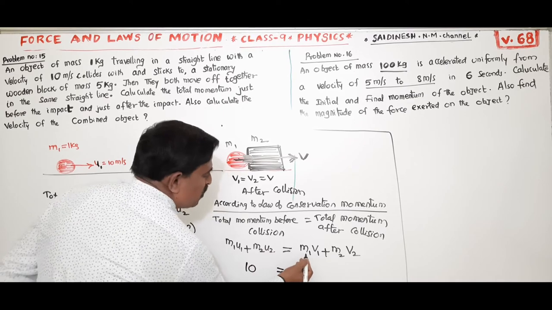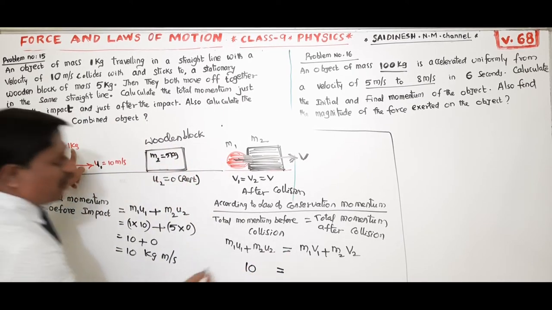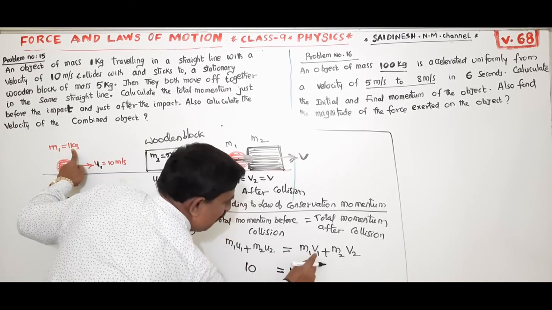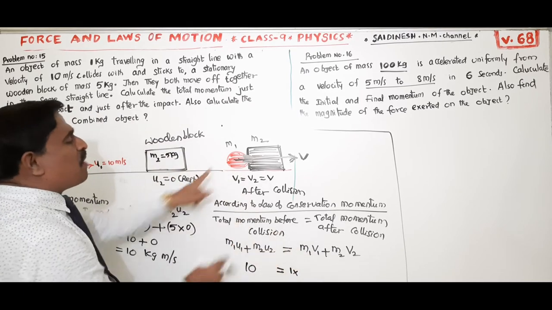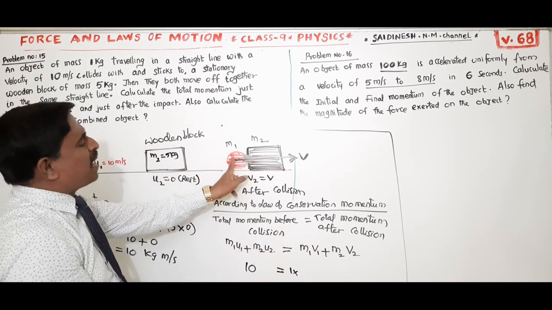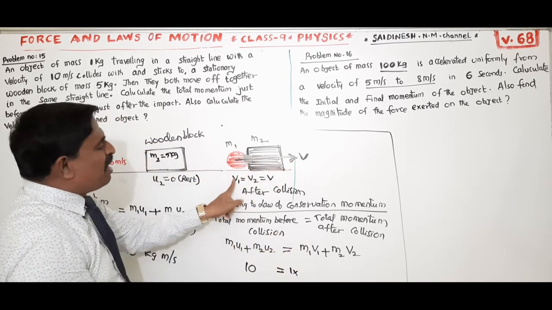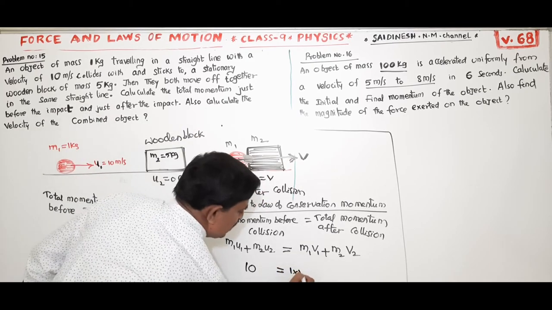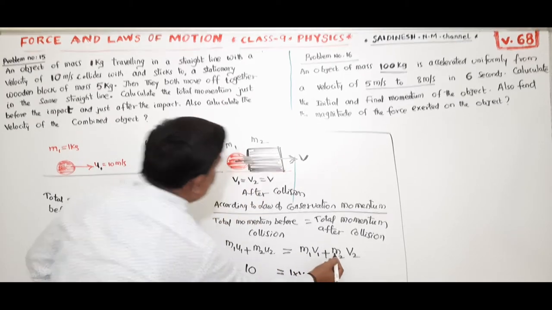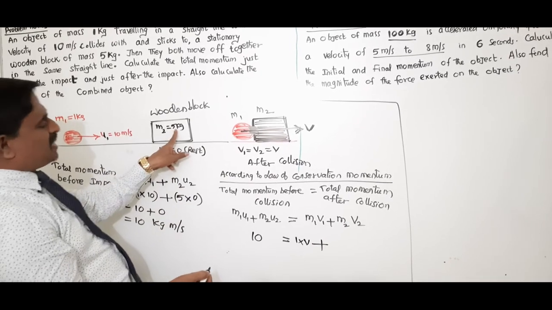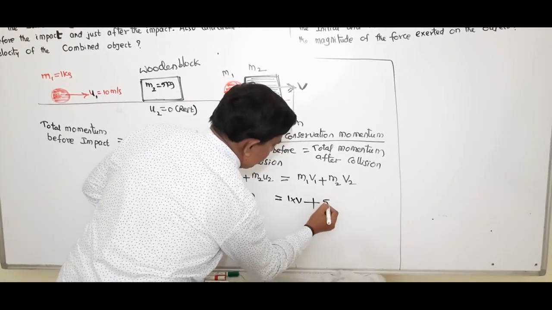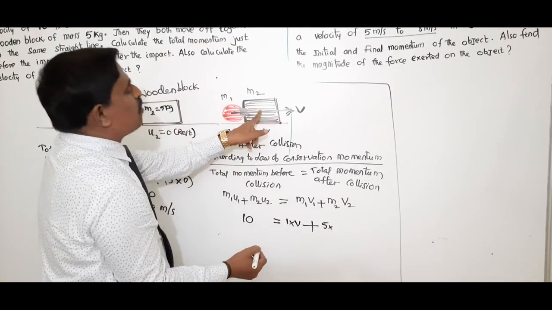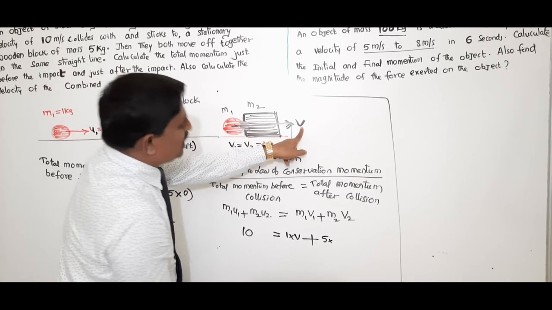M1, mass of the first body, is 1 kg. V1, final velocity of the first body. After the impact, both have the same velocity, so V1 means V. M2, mass of the second body, is 5 kg. Velocity of the second body after impact, final velocity, is V.